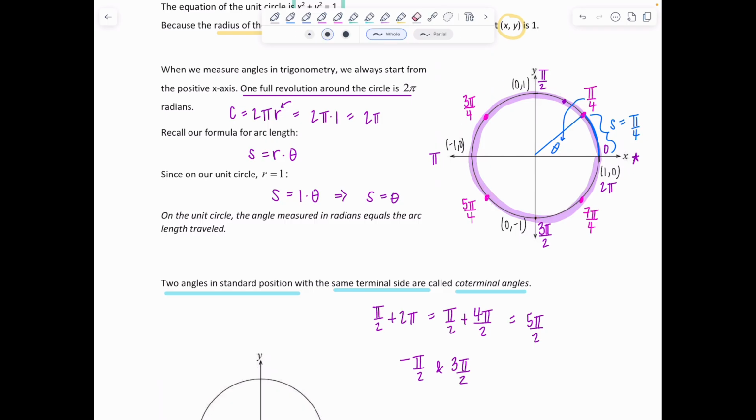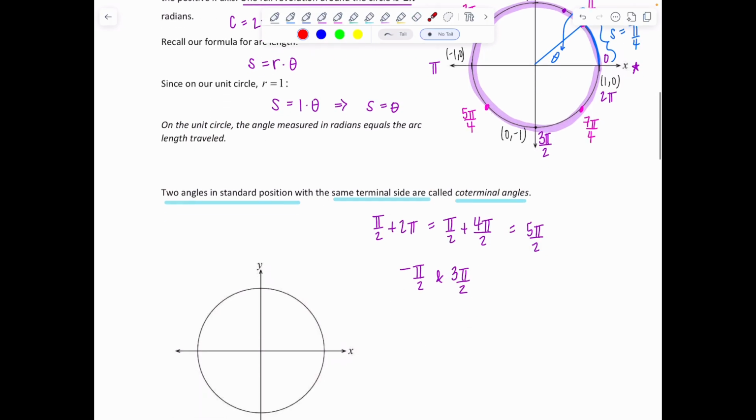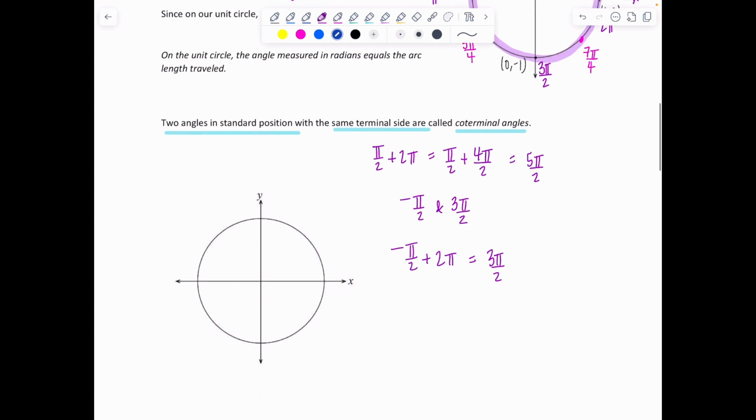And notice, how are these two angles related? Well, they're 2 pi apart. If I take negative pi over 2 and I add 2 pi, then I get 3 pi over 2. So here's a rule that you could use to figure out coterminal angles, okay? And I'm going to show you some interesting notation. Maybe it's new, maybe it's not.